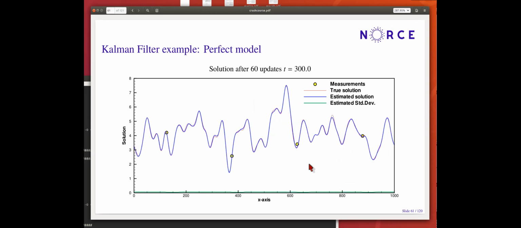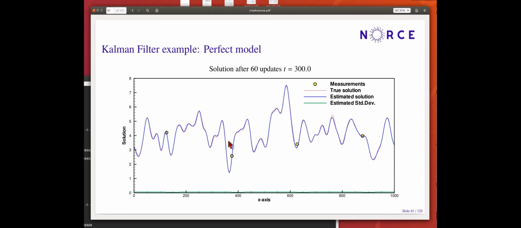And I can continue the integration, and this is after 60 updates. And you see now that I have a quite good estimate of the reference solution from only measuring the solution discretely in time at these 4 locations. And also you see that now the information has actually propagated from this measurement all the way up here and about to this point. So you have a really good estimate with even lower variance downstream of the measurement here.